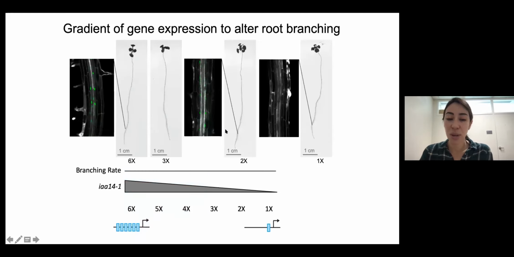So we tried transforming different synthetic activators driving expression of this developmental regulator into plants. And what we saw was that even at our lowest level of expression, one where by confocal microscopy we can't detect the expression of this GFP-fused developmental regulator, we still are impacting root development. So it seems like a really, really small amount of developmental regulator is enough to totally turn off root branching.